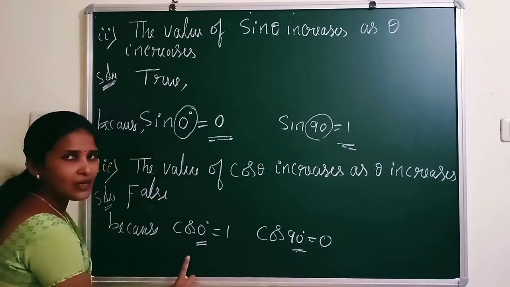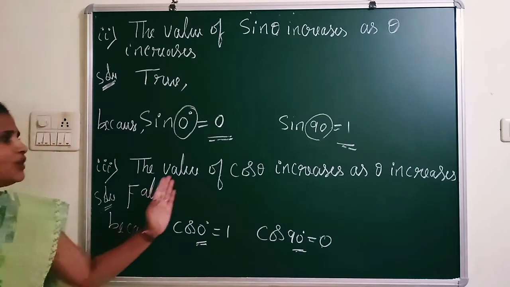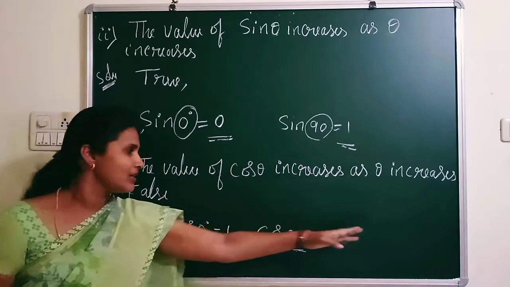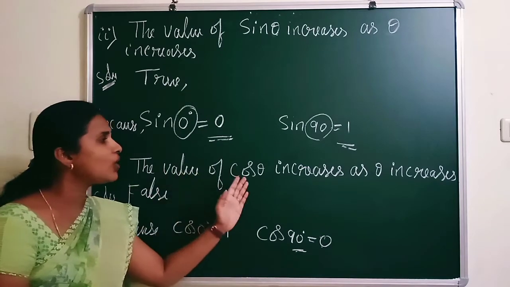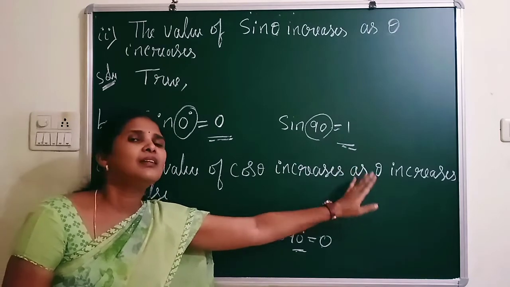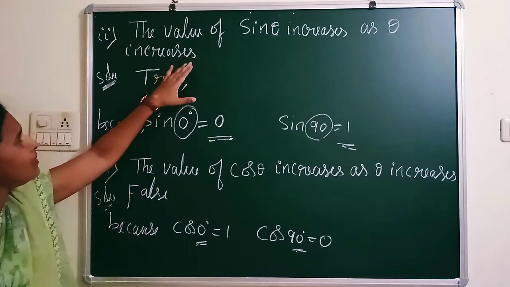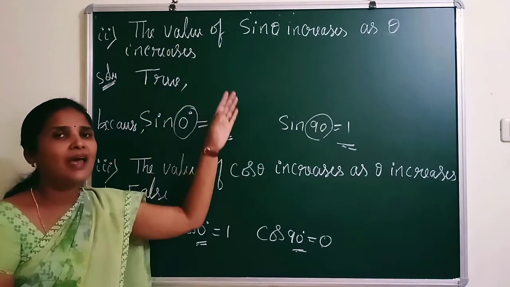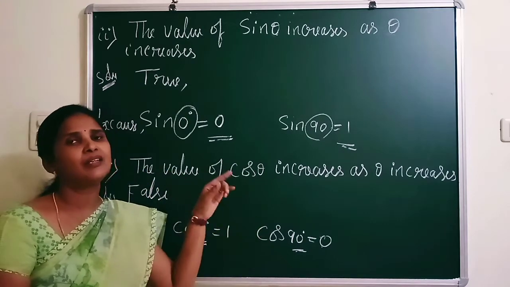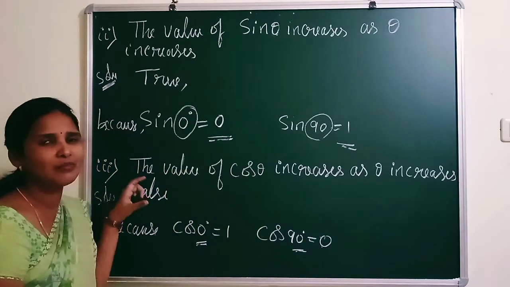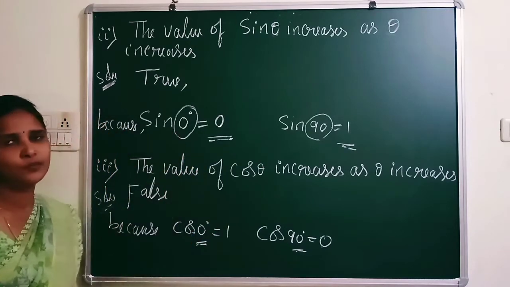So what is happening here? Theta is increasing but its value is decreasing. Therefore, the statement that the value of cos theta increases as theta increases is false. If you rewrite this sentence, it becomes: the value of cos theta decreases as theta increases. This is the correct statement for cos. So for sin, the value of sin increases as theta increases, and for cos, the value of cos decreases as theta increases. You can observe these two statements from the first two lines of the table.